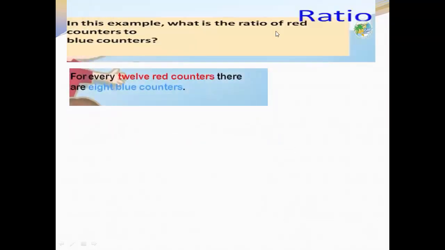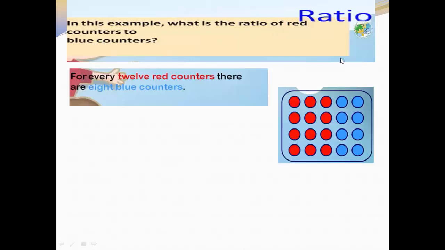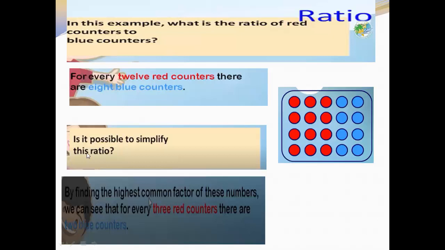Now, in this example, what is the ratio of red counters to blue counters? This is red to blue. Here we have how many red counters? For every 12 red counters, there are 8 blue counters. We have 8 blue, so for every 12, we have 8 blue.